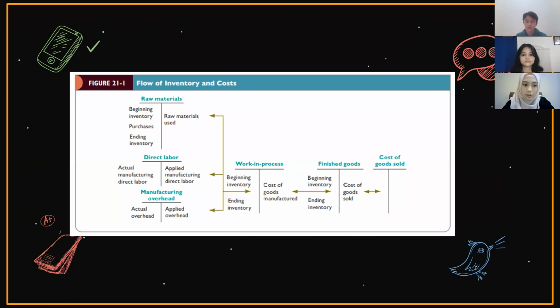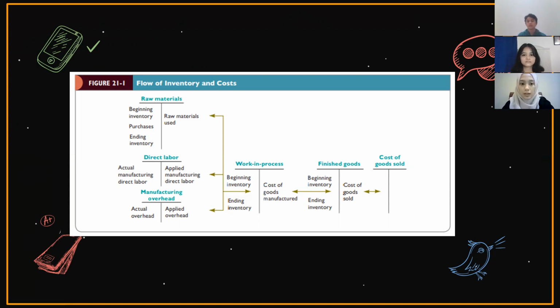It is flow of inventory and cost. Two separate systems of inventory as cost are illustrated in this flow. We start reading the flow for an overview of the production stage from the left side to the right side. First, the raw material section. Of course, the company has a beginning inventory. Then the company purchases something that can support the processing of goods like raw materials. And later, the company will get ending inventory.